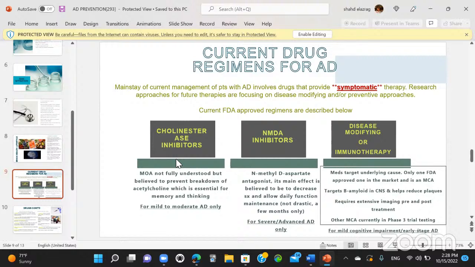When we speak about the prevention of the disease, we need to mention something about the drug regimens used for Alzheimer's disease. Currently, the management of patients with Alzheimer's disease involves drugs that provide symptomatic therapy. Research approaches for future therapies are focusing on disease modifying and or preventive treatments.